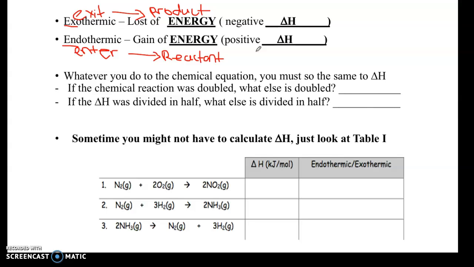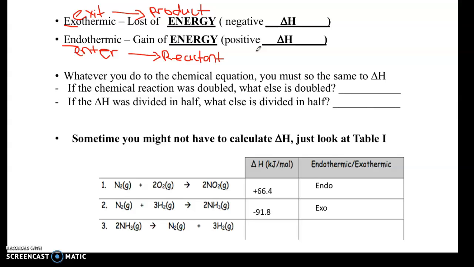So for number one, our delta H is in kilojoules, which is going to be plus 66.4, making that an endothermic reaction. Brilliant. Now, number two, our delta H is negative 91.8, making this an exothermic reaction. Great. Now, some of you are probably having problems with the last one.